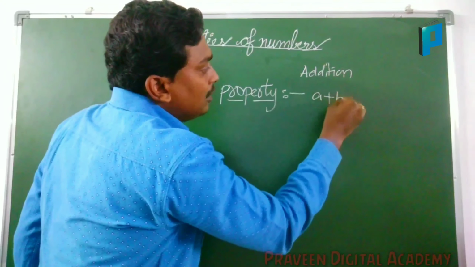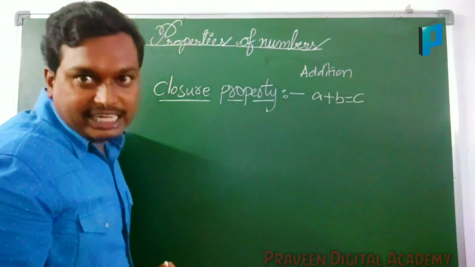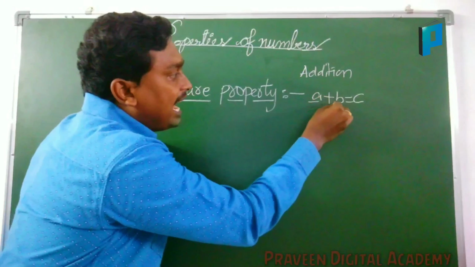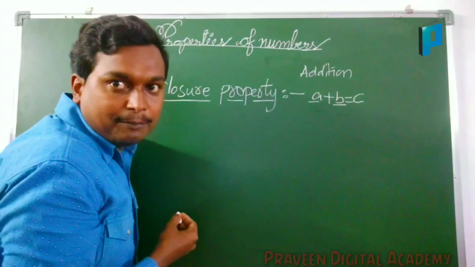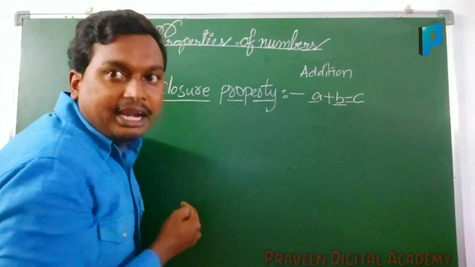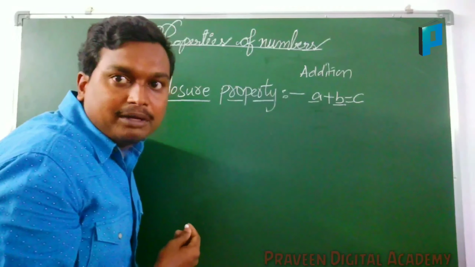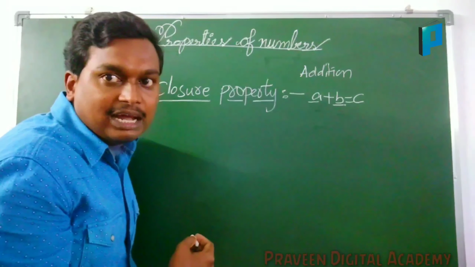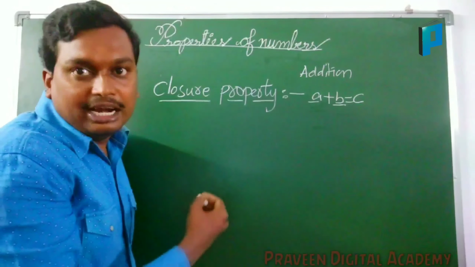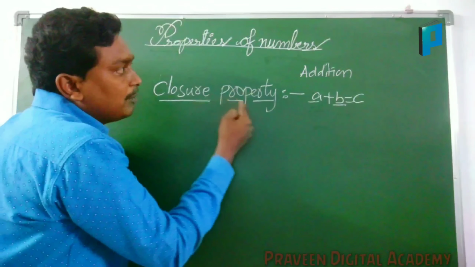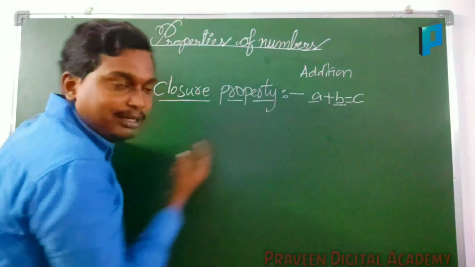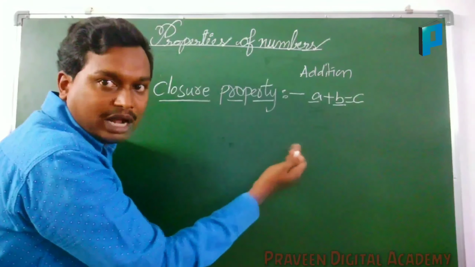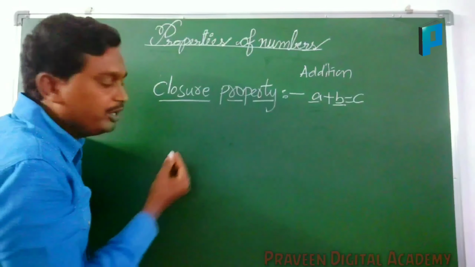A plus B is equal to C. Here A and B are called real numbers. What are real numbers? The combination of rational and irrational numbers is known as real numbers. What this closure property under addition says is that if you are adding any two numbers, you will get one more number. I will give you an example here.